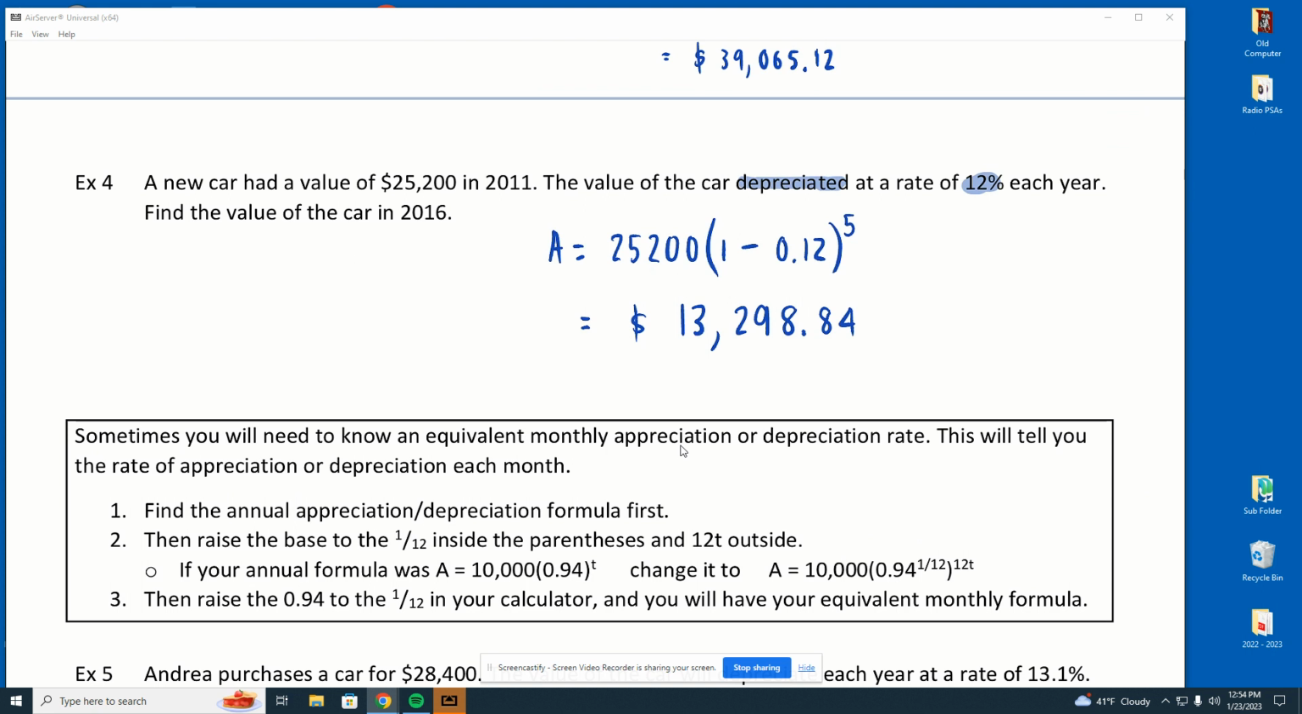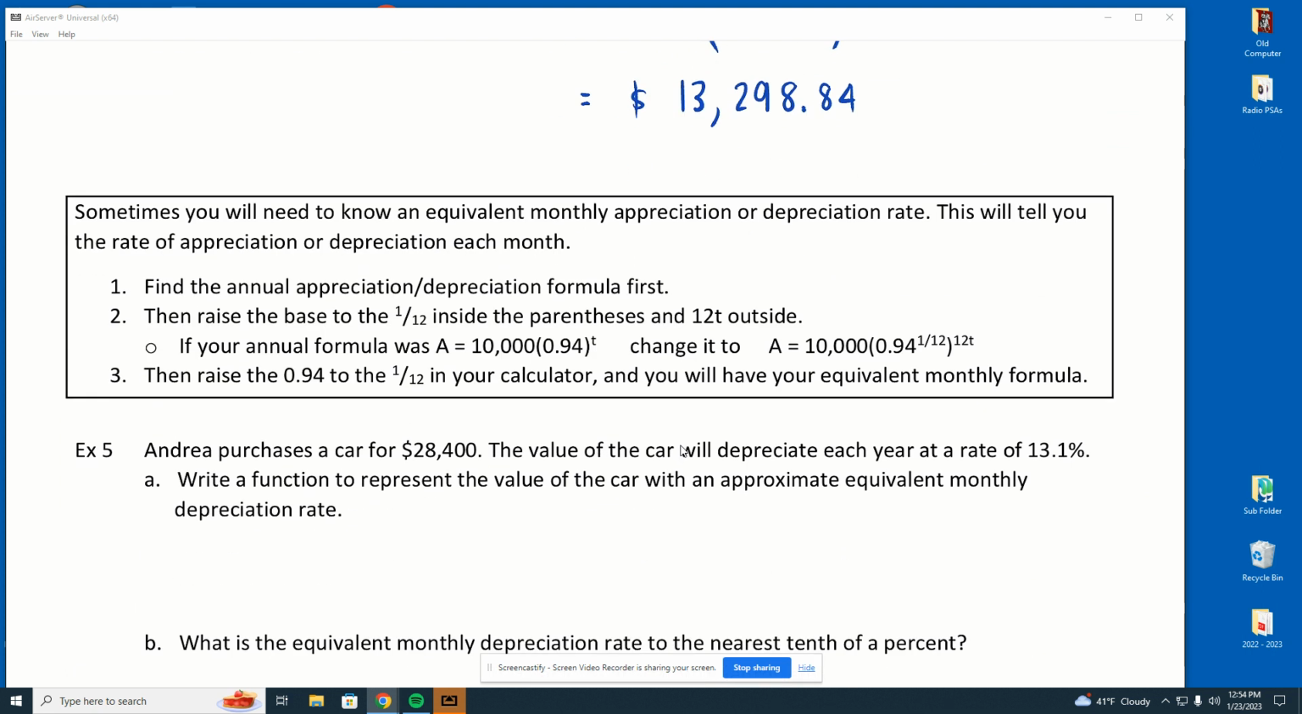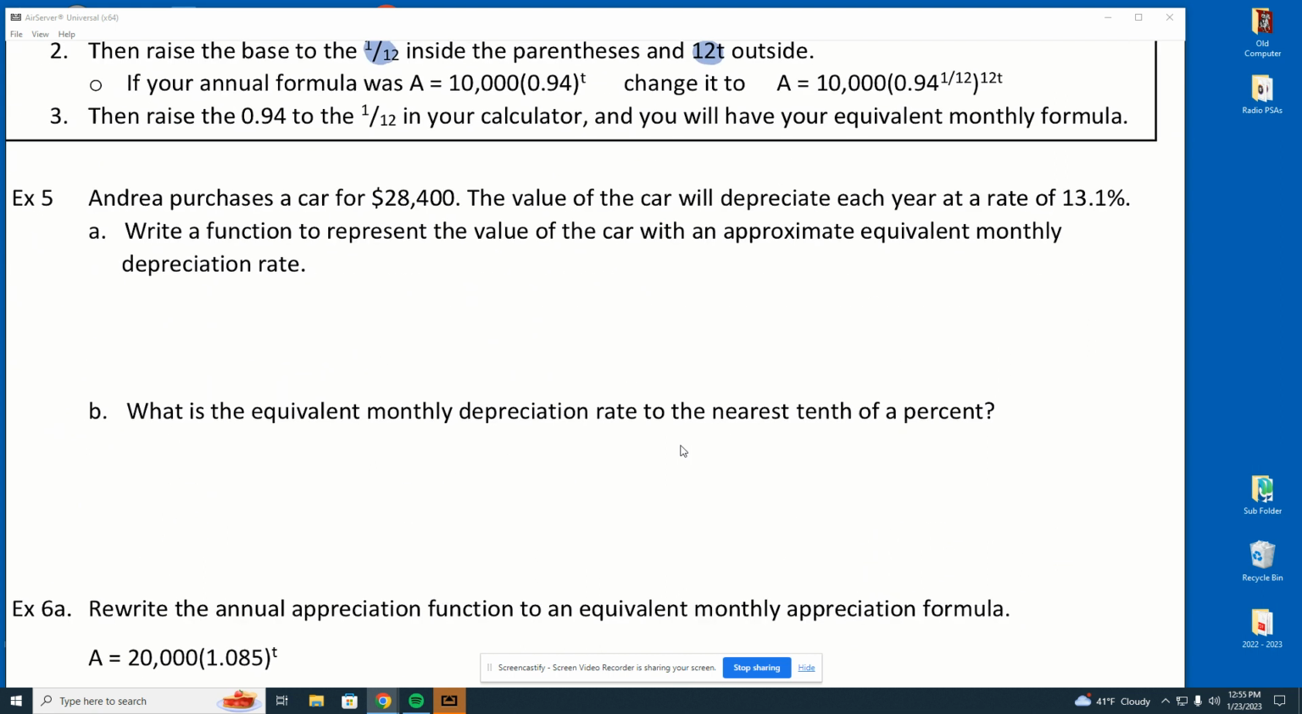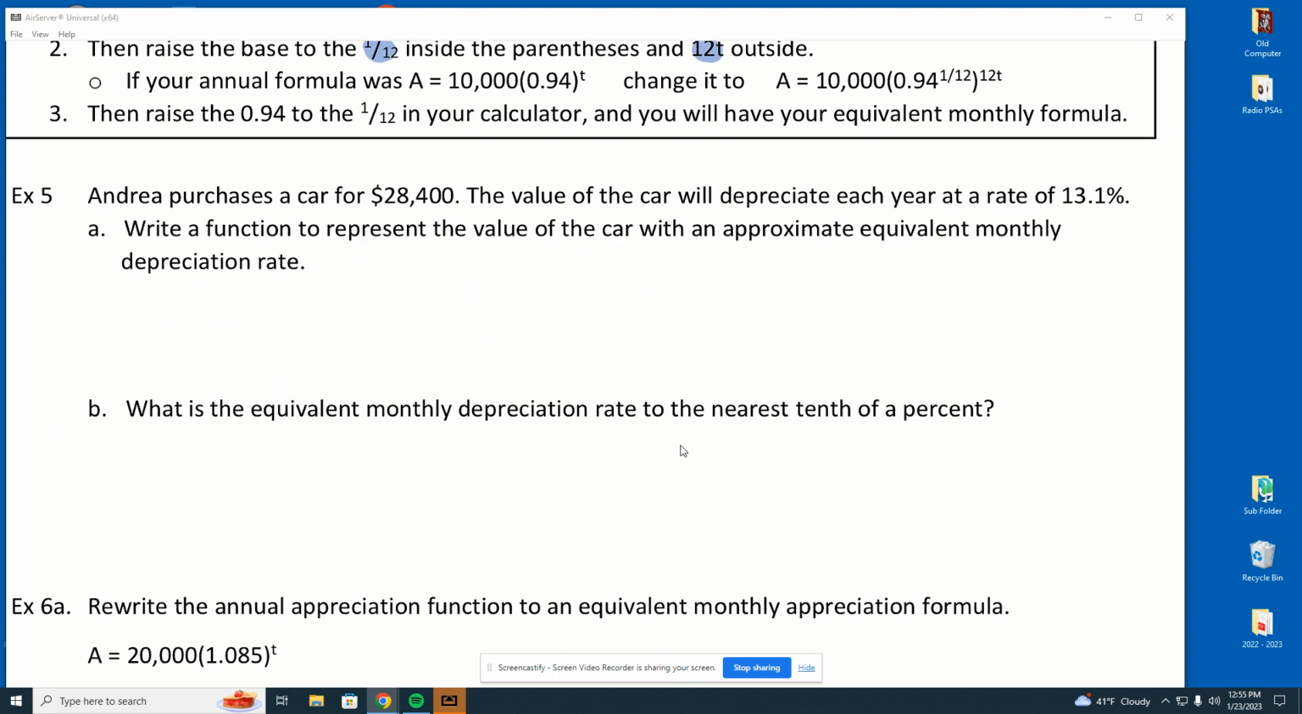So this is the key here. That allows me to change my appreciation or depreciation value to see it from a monthly standpoint. So here's the point. You're still going to rewrite your annual appreciation or depreciation formula. But once you've narrowed down what that base is, you're going to write it to the 1/12 on the inside and 12t on the outside, like they've shown here. And then we're going to solve for the monthly. Let me explain.